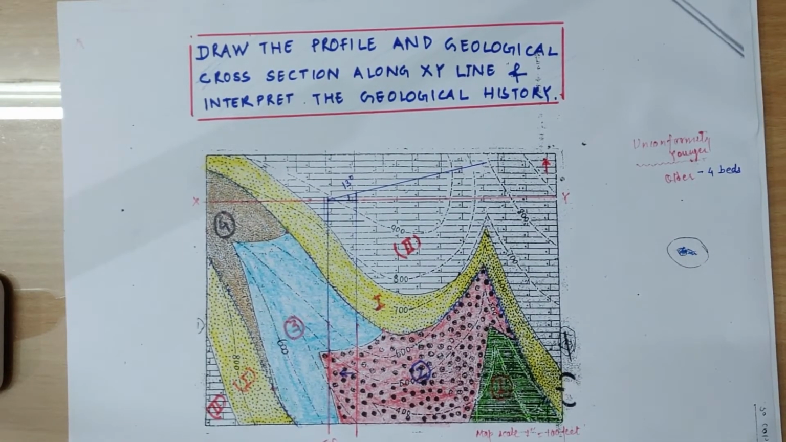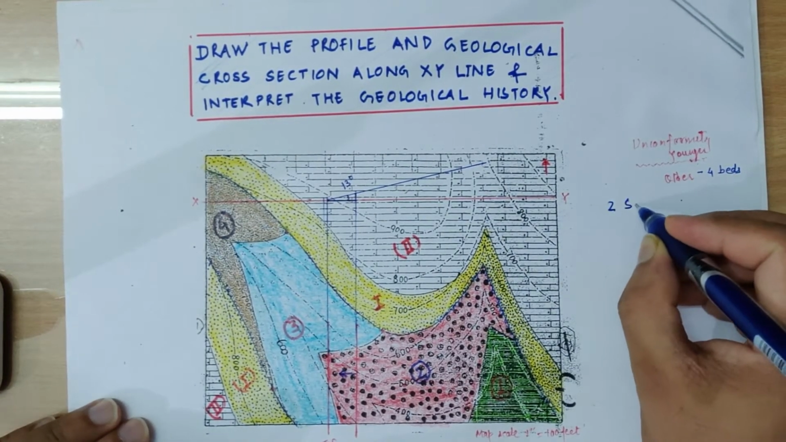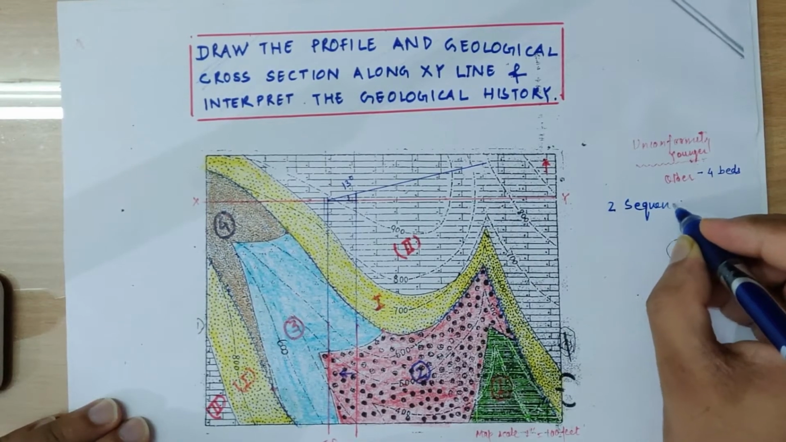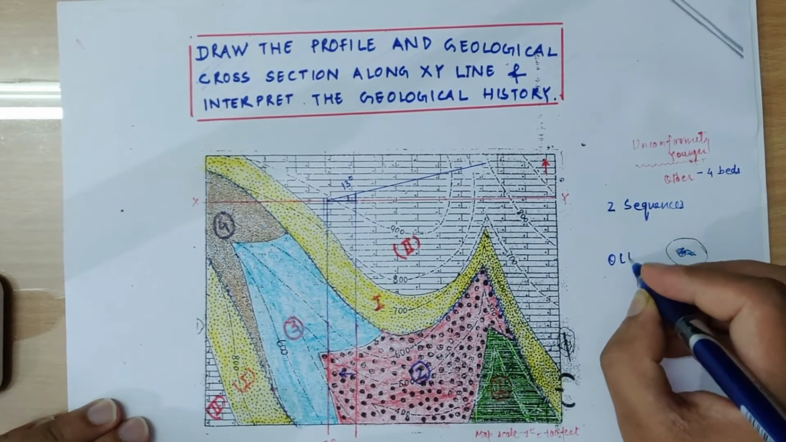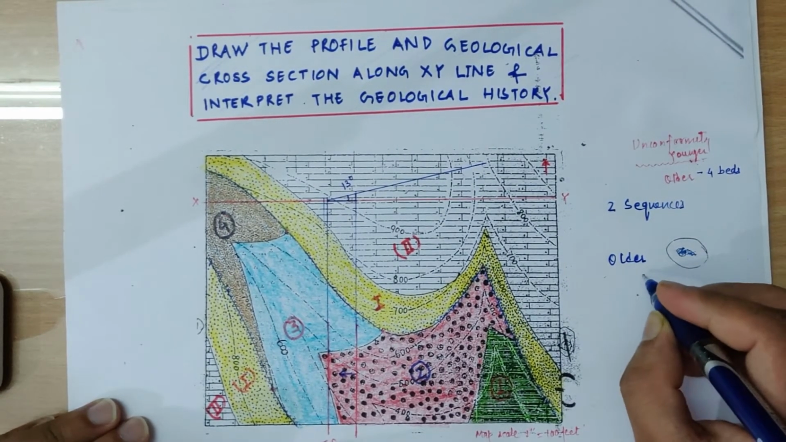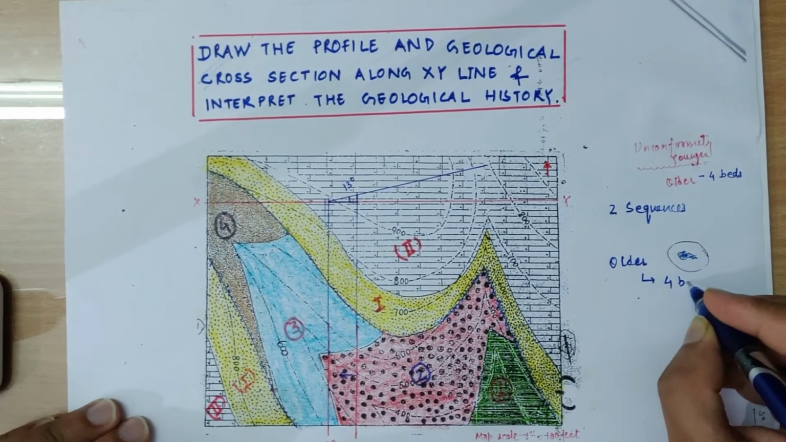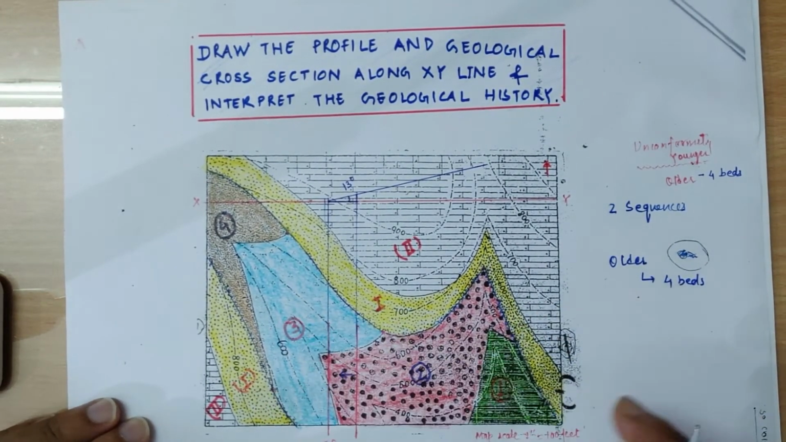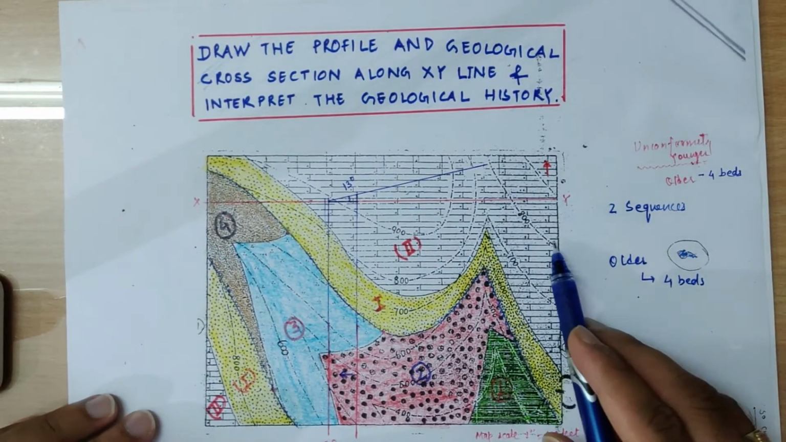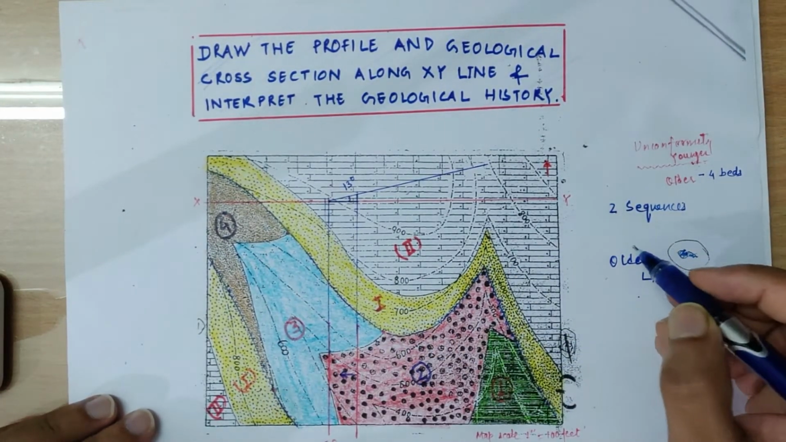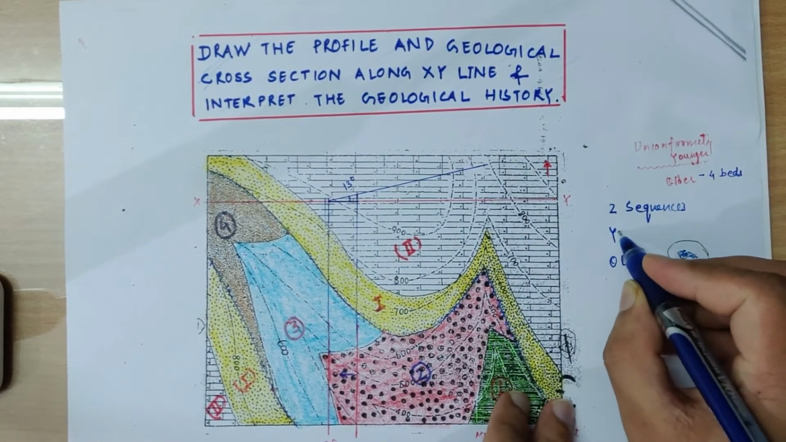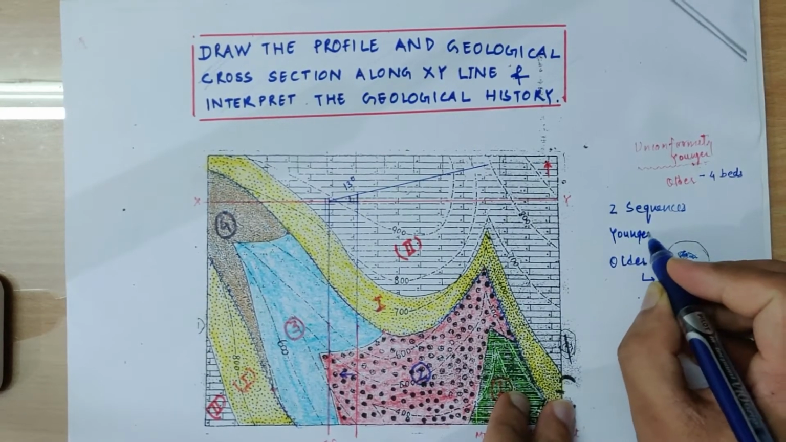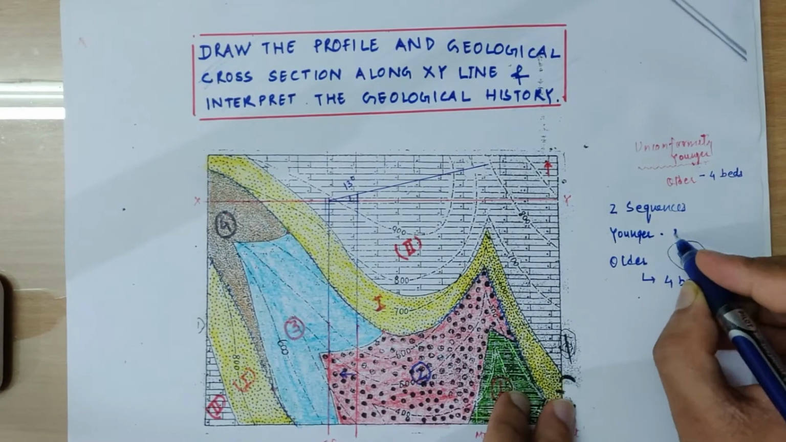So now we have interpreted that in this area there are 2 sequences. One sequence is older, which consists of 4 beds which are dipping from y to x, and then we have the younger sequence which contains 2 beds.